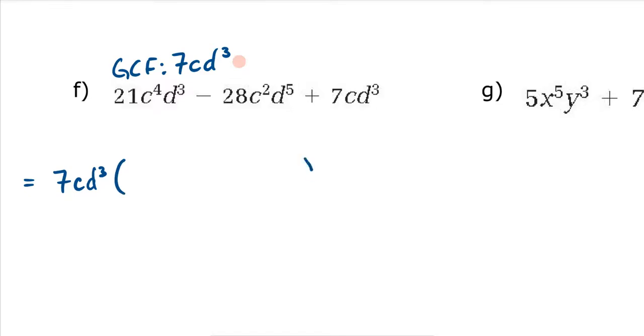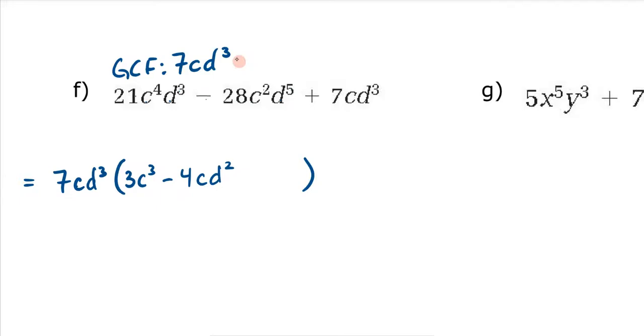Create your brackets. Inside my brackets, we're going to do the division. 21 divided by 7 is 3. C to the 4th divided by c is c cubed. D cubed divided by d cubed is 1. So I'll leave that as 3c cubed. Minus 28 divided by 7 is minus 4. C squared divided by c is c. And d to the power of 5 divided by d cubed is d squared.